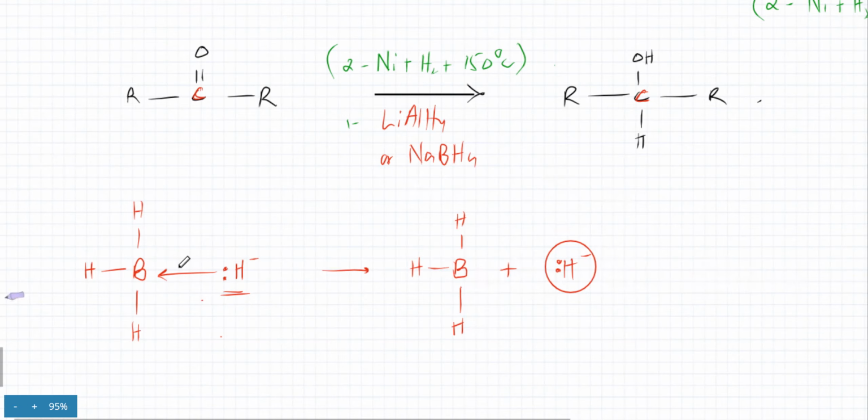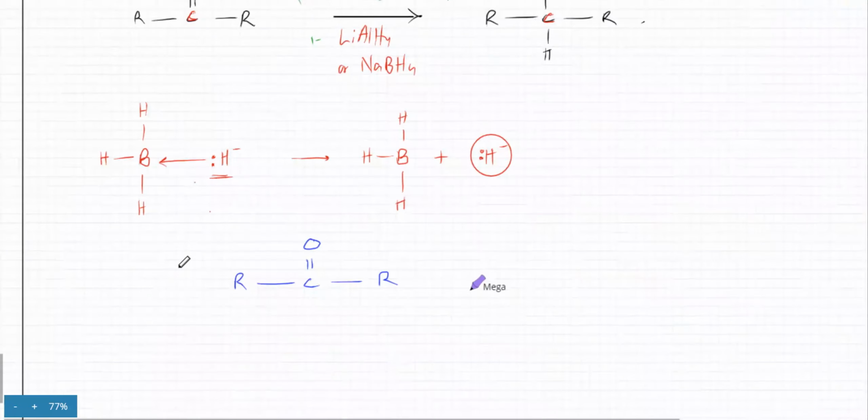Now, why does the H minus one ion reduce a ketone or an aldehyde or a carboxylic acid? The reason is that if we look at a ketone, they all have a C double bond O group, and the C double bond O group is highly polar.